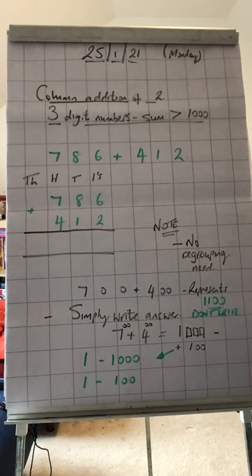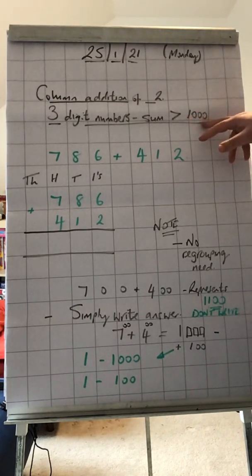Okay, today is just an addition to what we've been doing over the last couple of days, where we've been looking at no regrouping, ones regrouping, tens regrouping. Friday you did hundreds regrouping with Mrs. Nicholson. Today we're looking at what happens when the answer is over 1,000.